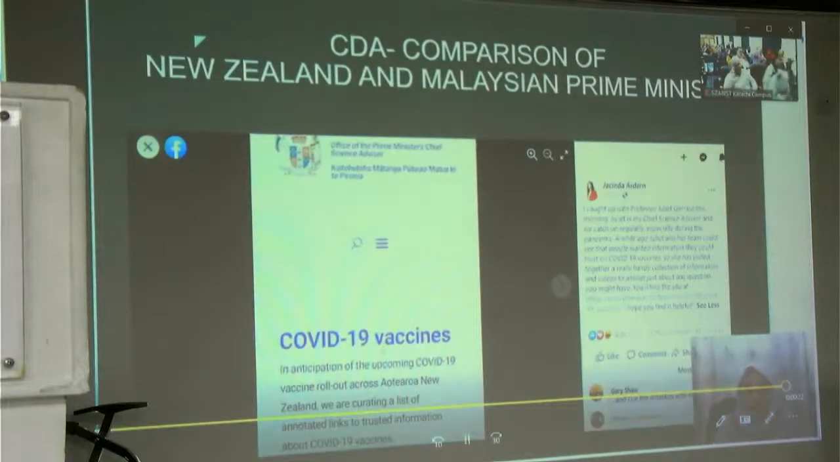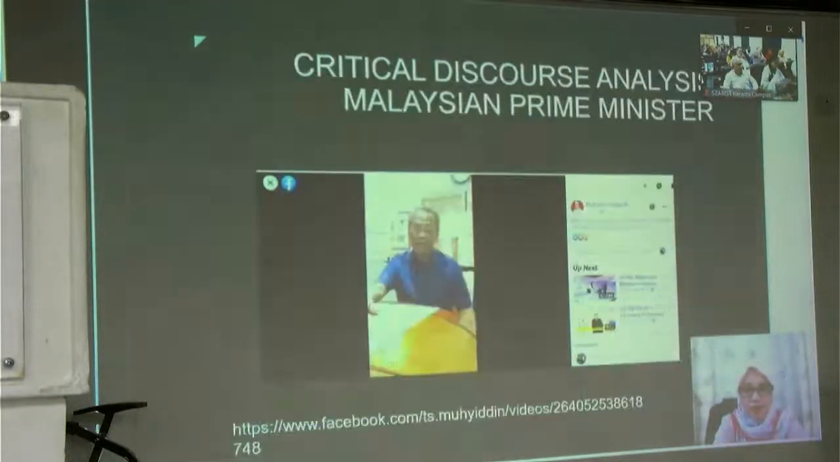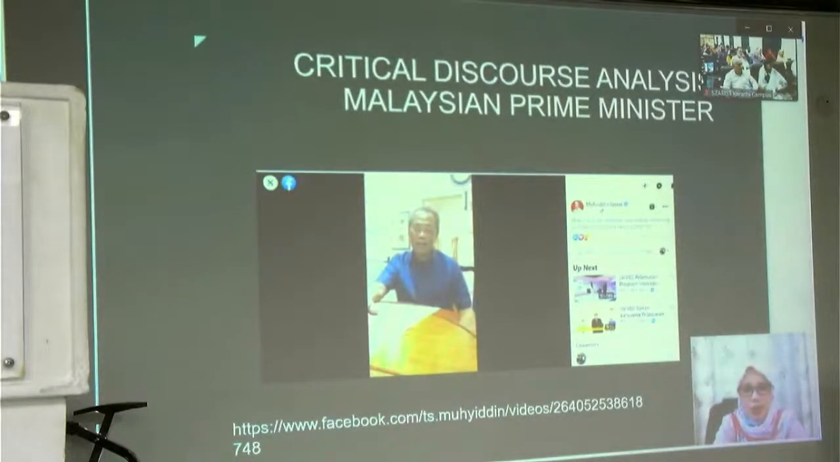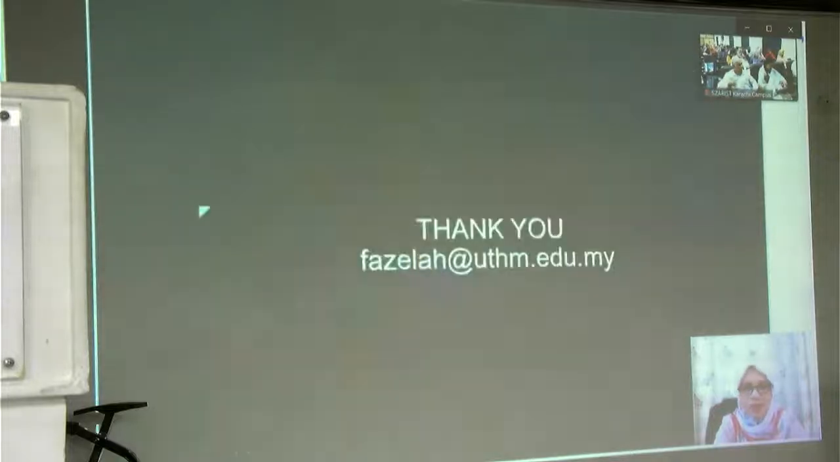And this is a comparison of the New Zealand and Malaysian Prime Ministers on COVID-19 vaccines. And this is how the previous Prime Ministers did it. And I think that's all. Thank you very much, and if you have any questions, feel free to ask.